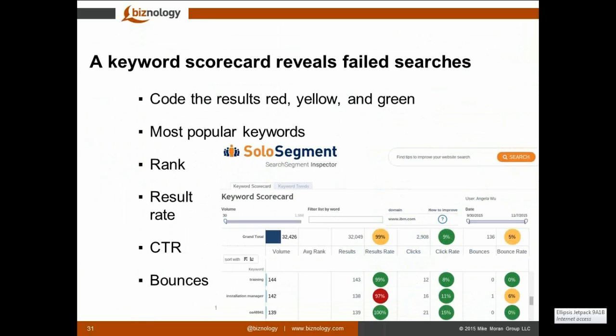It can tell you what your most popular keywords are. It can tell you which ones are the ones that are getting good results, which ones are getting the right click-through rate, whether people are bouncing back to the search results page after they click on it. All of these things are indications that the search is failing. And so what you want to do is you want to focus on reducing those failed searches as much as possible. This is how you keep score.